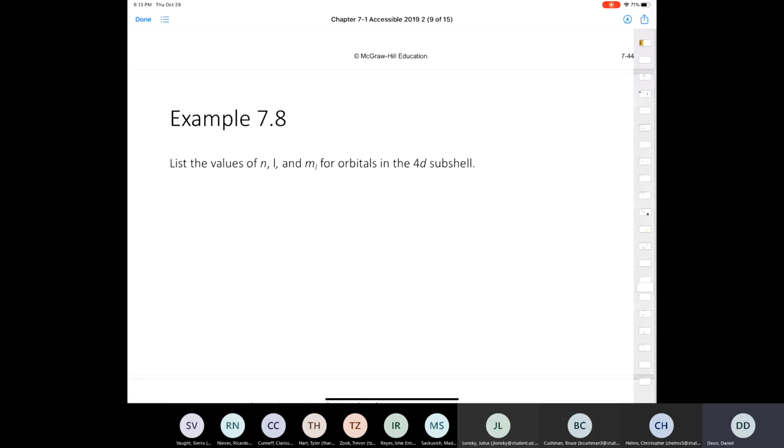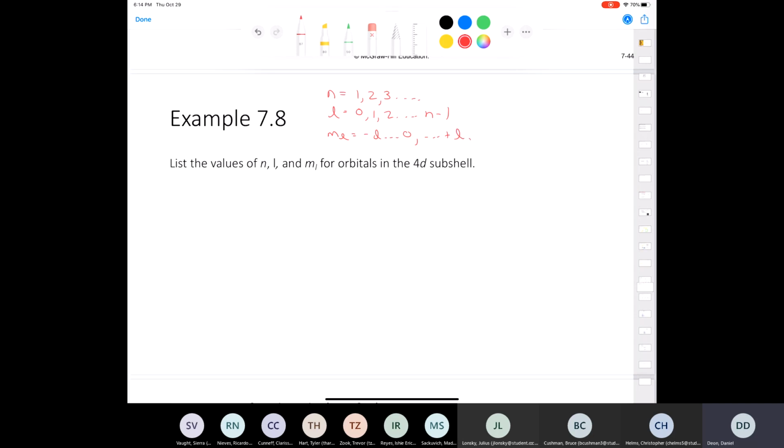All right, this is the second part of our lecture on October 29th, and we're going to start the second part with this question here. N, L, and ML for the orbitals of the 4d subshell. We know that n can take on the values of 1, 2, 3, so on and so forth. L can take on the values of 0, 1, 2, all the way up to n minus 1. ML can take on the values of negative L, all the way up through 0 to positive L, like that. So if we have a 4d, the 4 represents our n, the d represents our L.